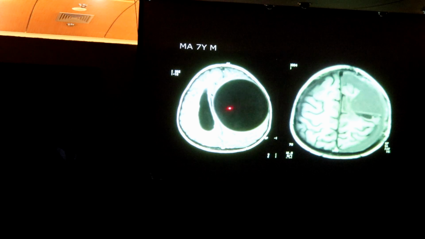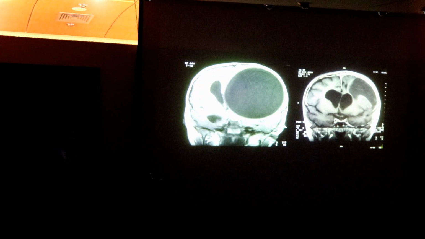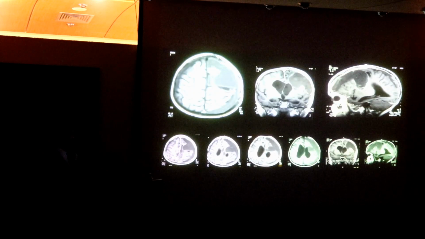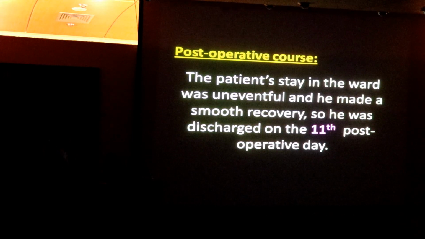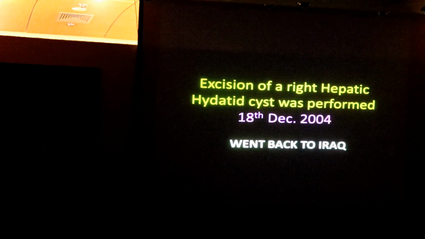This is before surgery and after surgery. Again, look at the midline shifted, went back. So he was moved from the ICU to the ward and we discharged him on the 11th post-operative day. And as Dr. Fasuri mentioned, he was medically treated with benzodiazepine, and he was discharged, came back 1 month later, where Dr. Fahad did the excision of his right liver cyst, and he went back to Ibrahim.